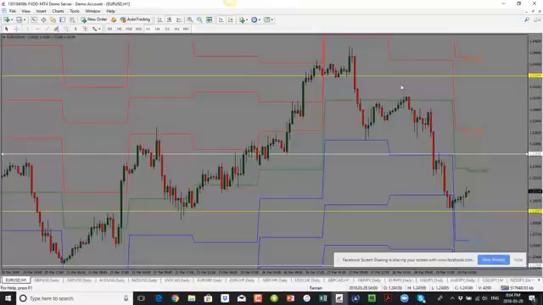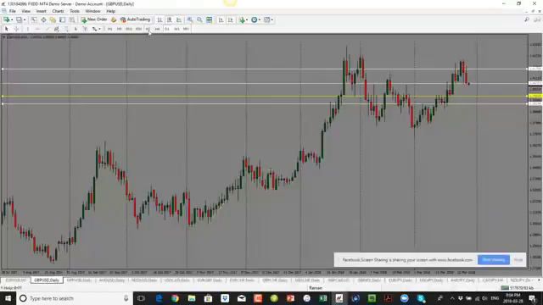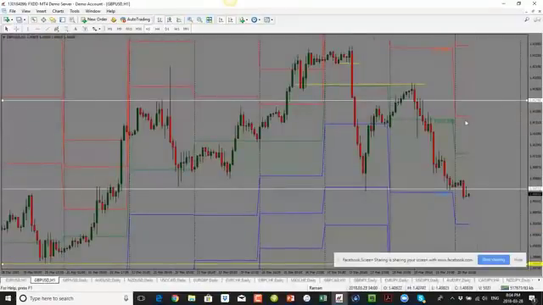Euro US dollar short trade right at the pivot point, a bearish engulfing candle combined with the daily pivot and also with support resistance. If you see, there's resistance right here, price is running into resistance again. So there's confluence of multiple factors coming together to give us this trade opportunity. And then we have another one, euro dollar here as well.